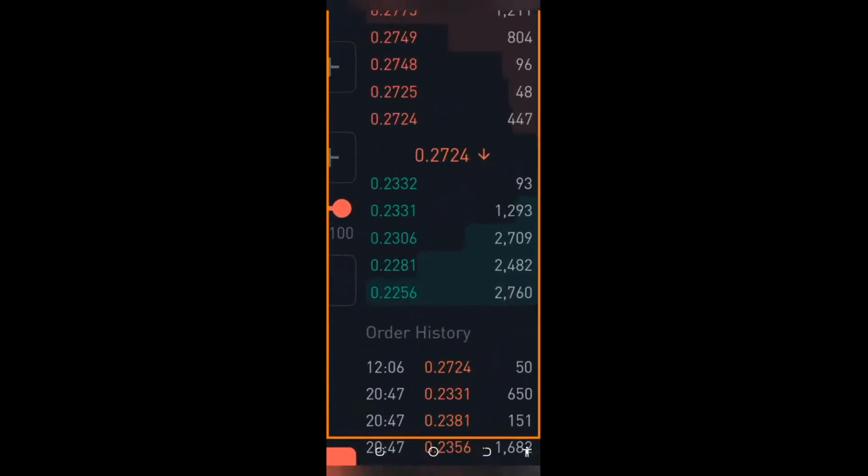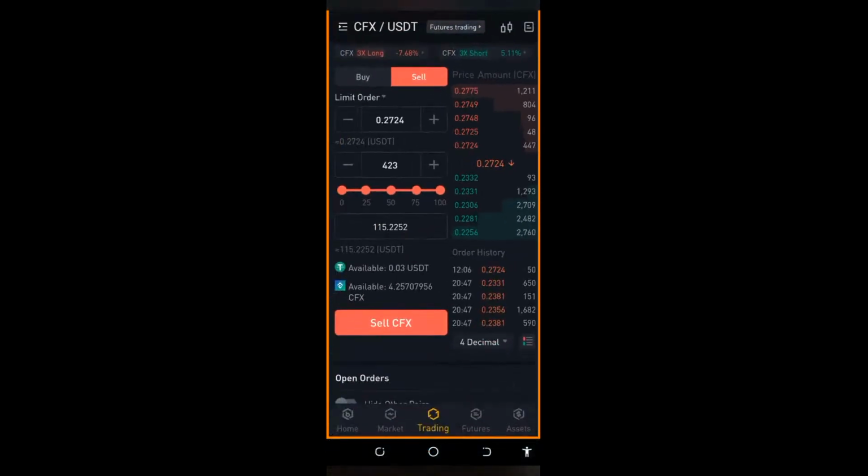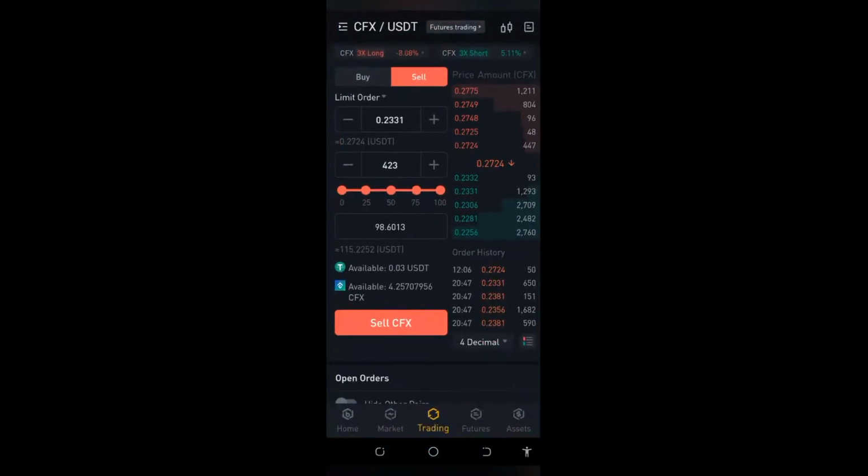Now, do we have anyone that can give us 423? The second green is 1,293 pieces, right? But don't forget the amount we want to sell is 0.2724 to give us that. Now, can you see what we have here? We've got 0.2332 as the first leg and 0.2331. That's where the issue is, right? So if I click on the first one, it already shows me I'm going to make a loss.